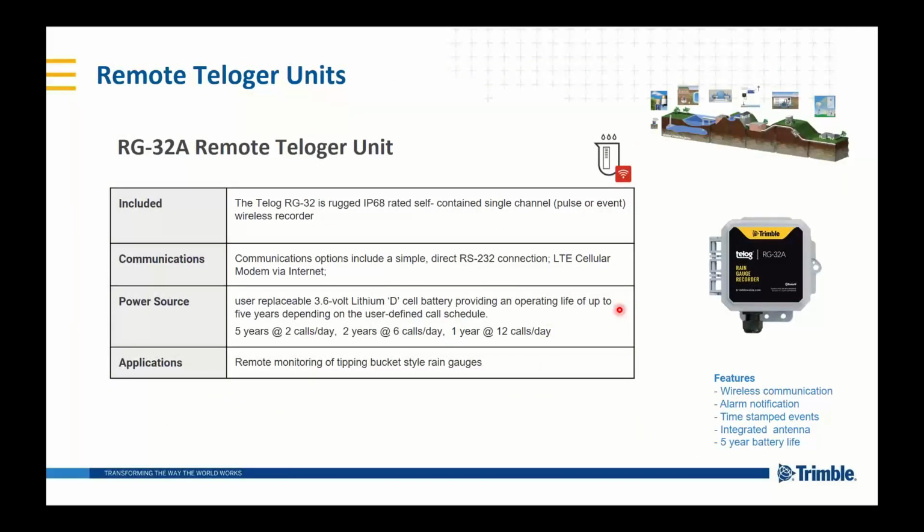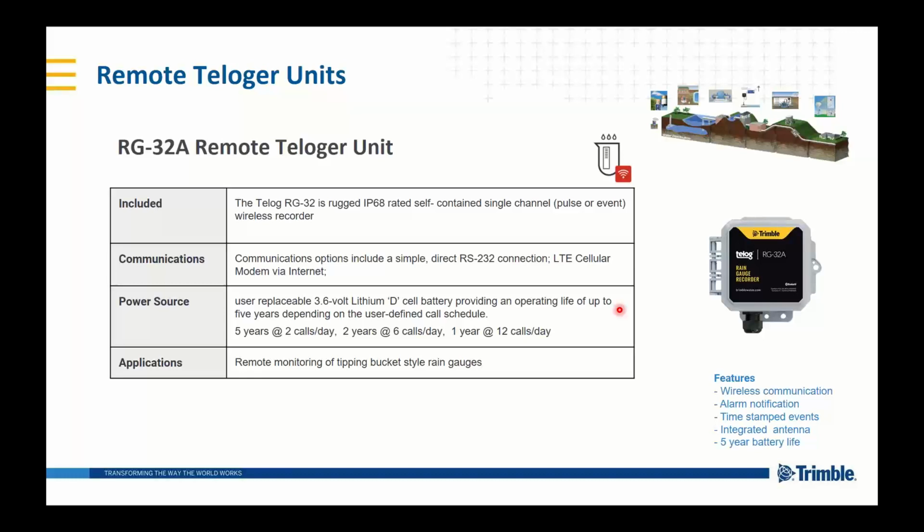So we'll get into a little bit of detail about the remote loggers that we have. And the first one we'll start with is the RG32A. It's a remote tail logger unit, and it can be hooked up to a rain gauge tipping bucket to give you rain data. So what is it? It's a rugged IP68 rated, self-contained single channel, whether it be pulse or event, wireless recorder. You can communicate with it through a communication cable through RS-232. And it also has the capability of cellular communications as well via our LTE modem.